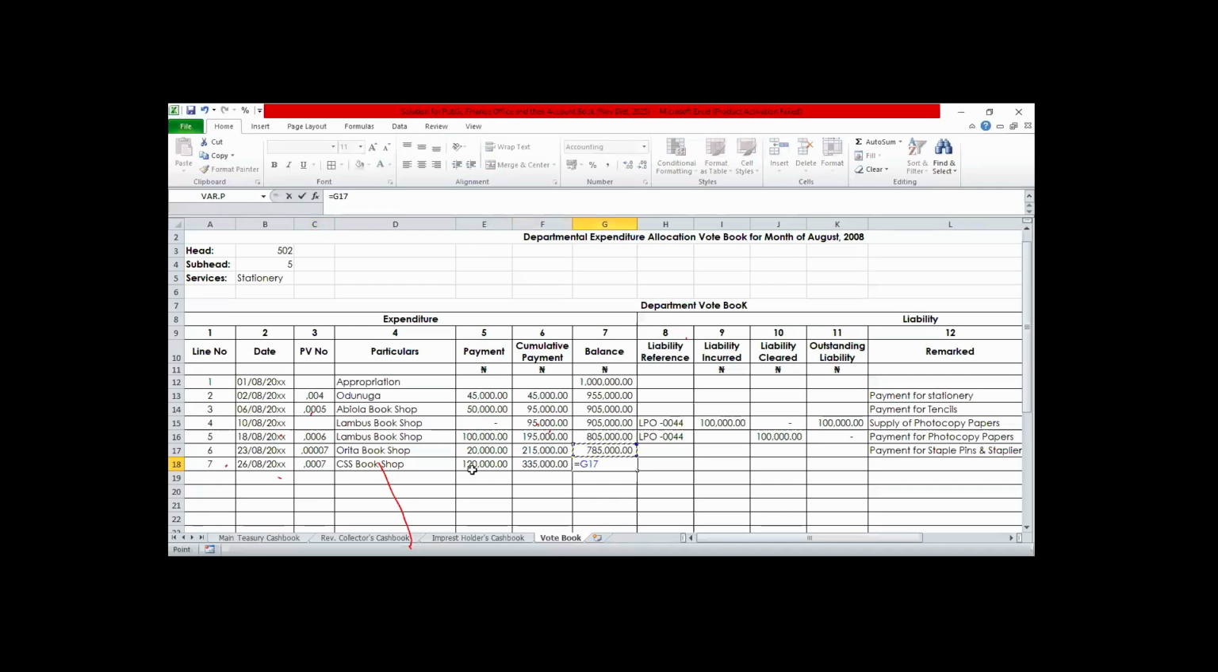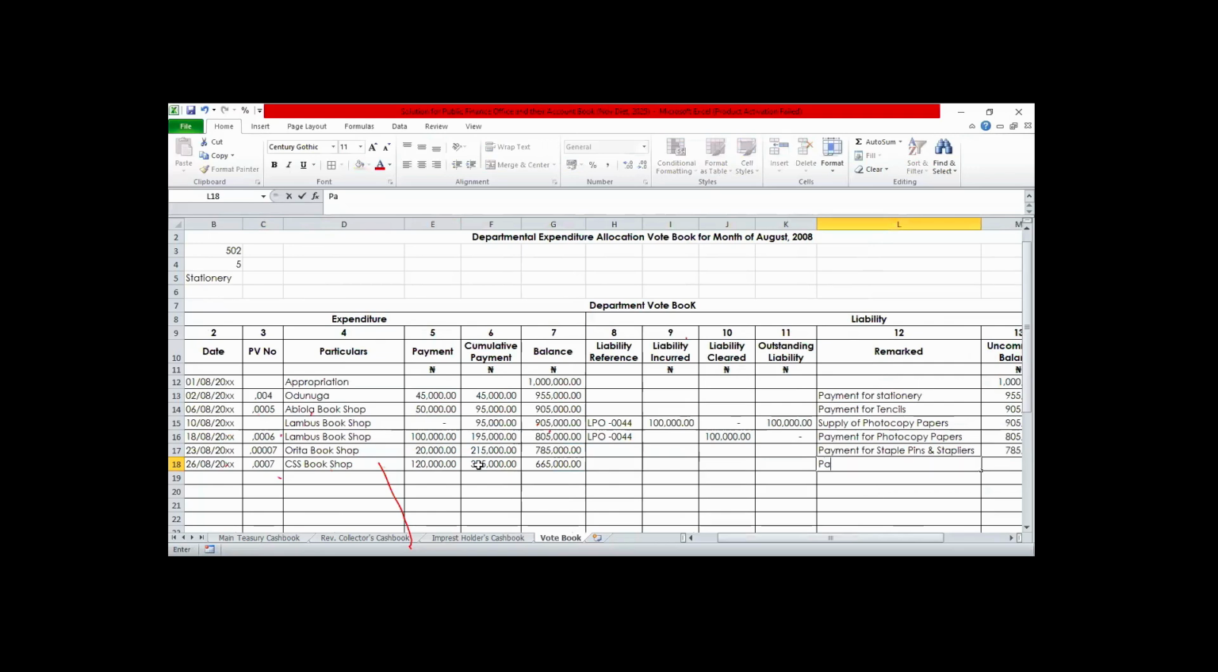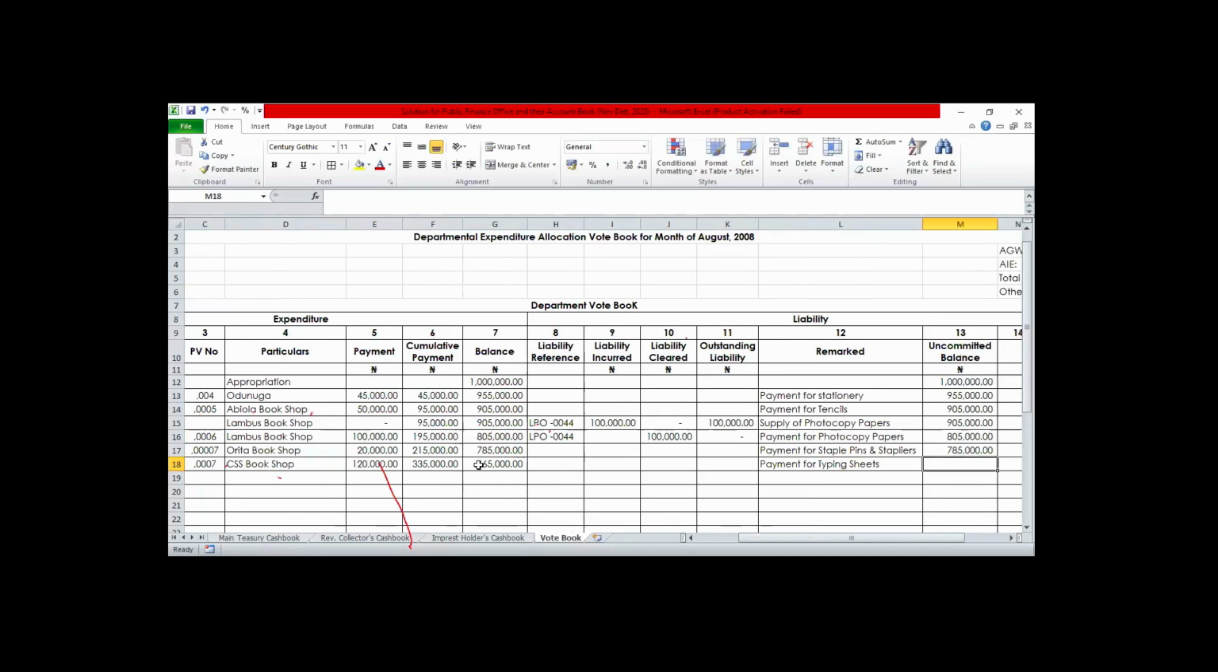Then 875,000 minus the current payment, we have 665,000. Payment for typing sheets. Uncommitted balance will be this minus the payment we did. What's the next one?